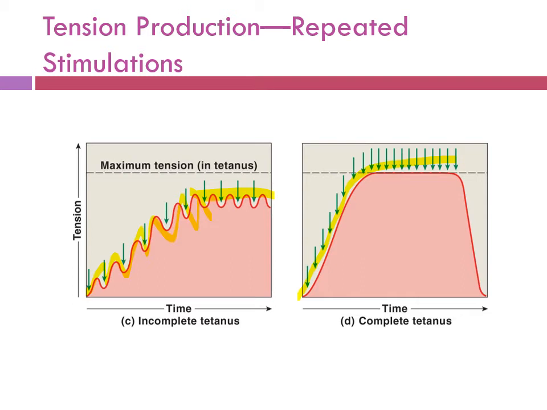Interestingly, you'll learn more in AMP2 about this, but cardiac muscle cells cannot go into complete tetanus, which is very important.